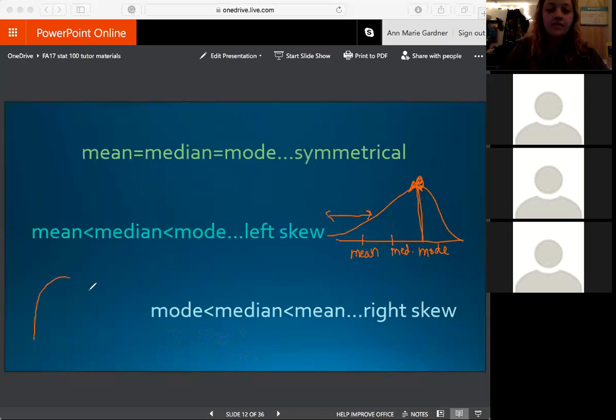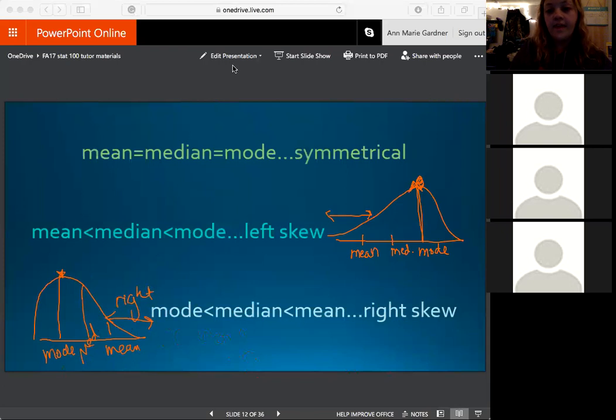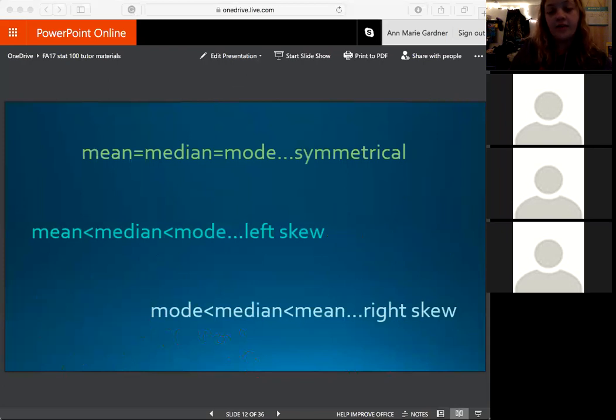In comparison, for our right skew, our mode is going to be the lowest because that's where the highest value is here. And then our mean is going to be the highest because it's more spread out on the right side. And then, like I said, the median is always the center value. So that's just different ways that we describe the shape of our data.